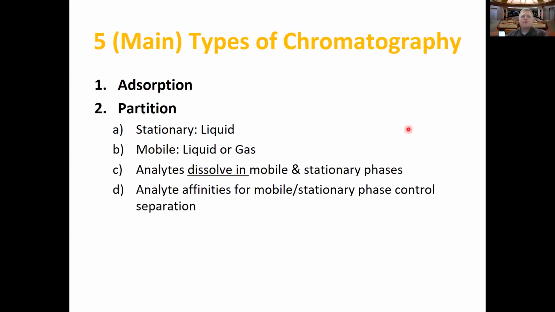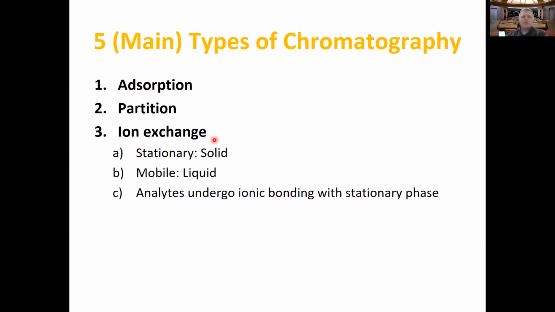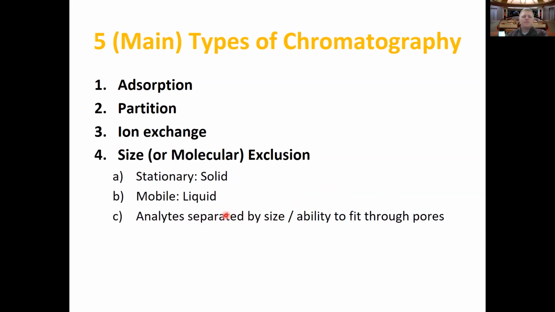The next type of chromatography was partition. In partition chromatography, you have a liquid stationary phase and a liquid or gas mobile phase. Your analytes dissolve in the mobile and stationary phases, and how much the analyte wants to dissolve in those 2 phases controls the amount of separation you get. In ion exchange chromatography, you have a solid stationary phase that has ions attached to it. You have a liquid mobile phase, and your analytes undergo ionic bonding with your stationary phase, releasing some other ion that was bonded to the stationary phase.